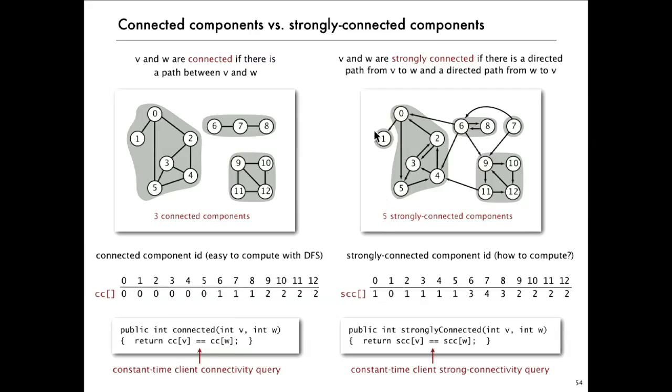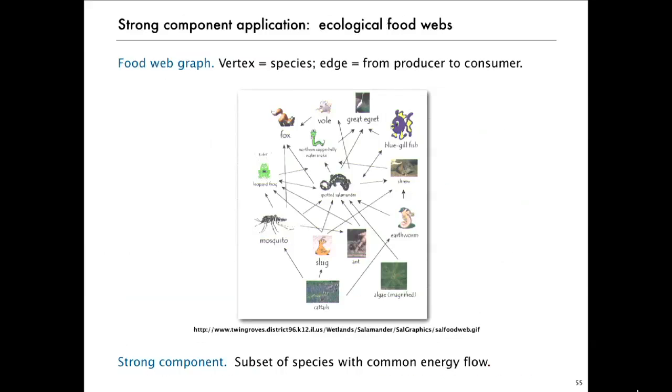So one vertex is in a component by itself, then 0, 2, 3, 4, and 5, then 6 and 8, then 7, and then 9, 10, and 12. There are 5 different strongly connected components in this graph. The constructor builds that array, and the client gets to know, in constant time, whether two vertices are strongly connected or not. It's quite amazing that we can solve this problem in this way. And as I mentioned, it has an interesting history that I'll talk about in a second.